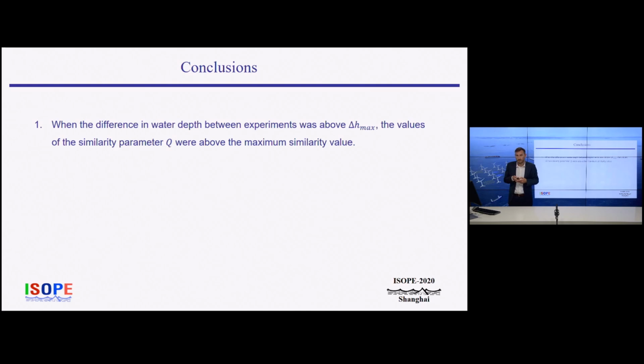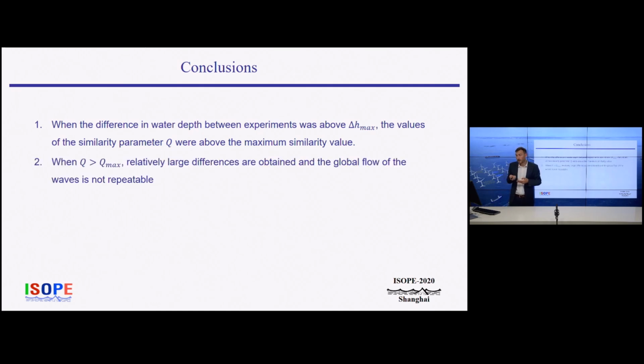Finally, to come to conclusions, the analysis of the data obtained from the images showed that when the difference in water depth between experiments was about delta H max, the values of the similarity parameter Q were above the maximum similarity value. Then when Q was larger than Qmax, relatively large differences are obtained and the global flow of the waves is simply non-repeatable.